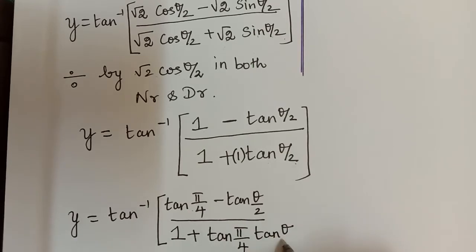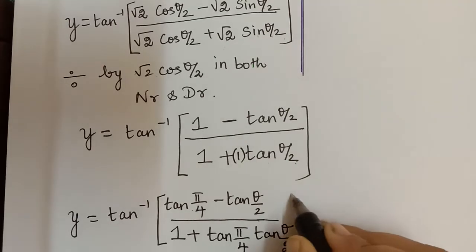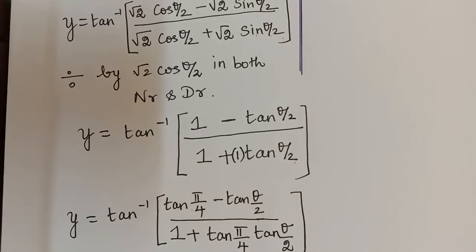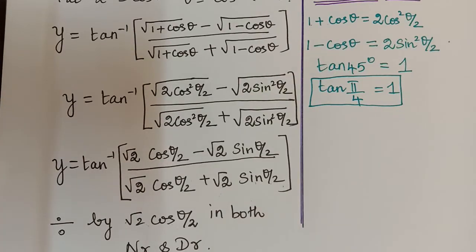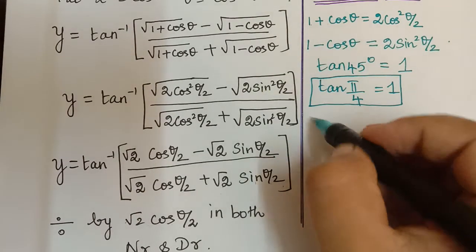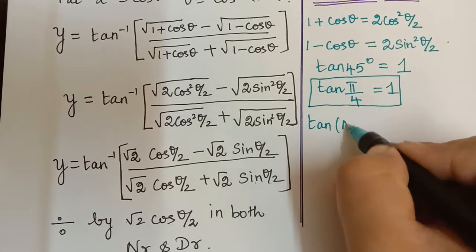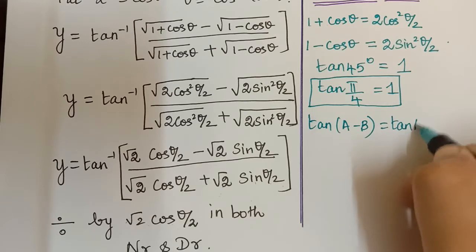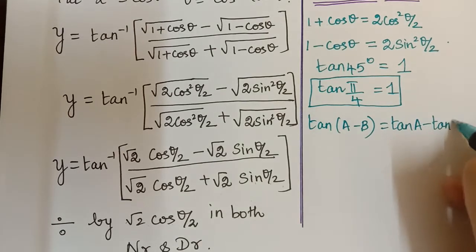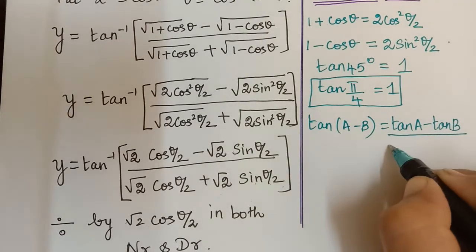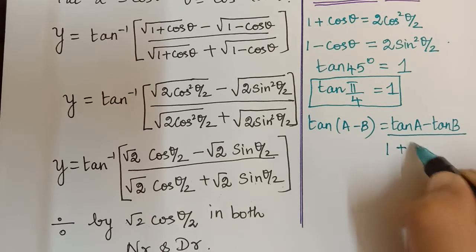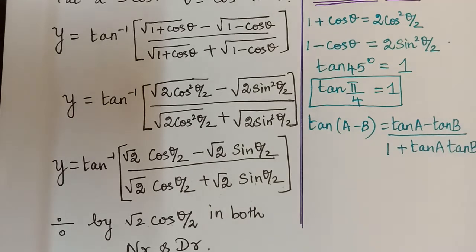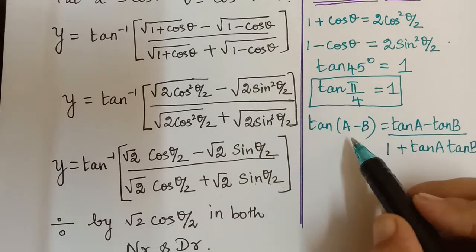The reason for doing this is to bring it in the form of the tan A minus B formula, because we know that tan A minus B, this trigonometric formula, is equal to tan A minus tan B, the whole divided by 1 plus tan A multiplied with tan B. So this is the formula for tan A minus B.